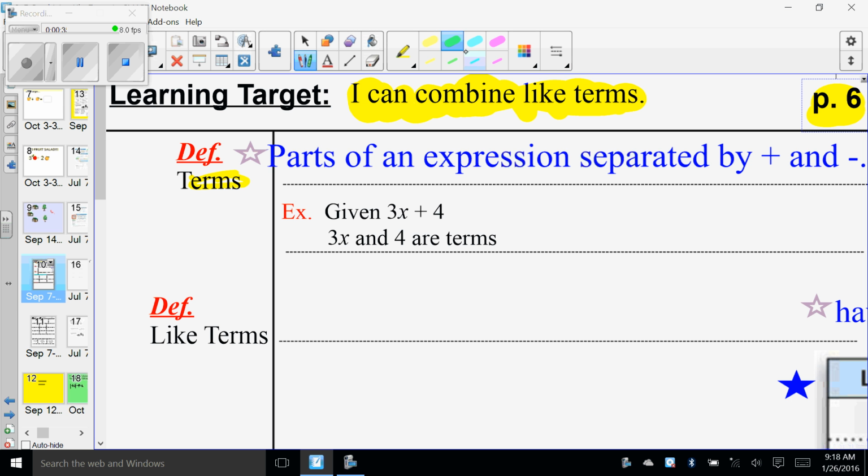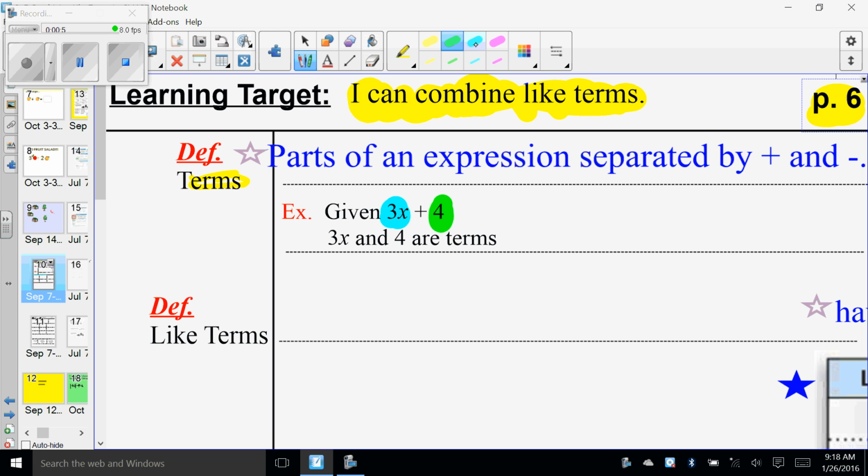So we would say in this first example that 3x and 4 are the terms. We have two terms in this expression. Term number 1 is 3x. Term number 2 is 4. They're separated by an add sign. So those are called terms.